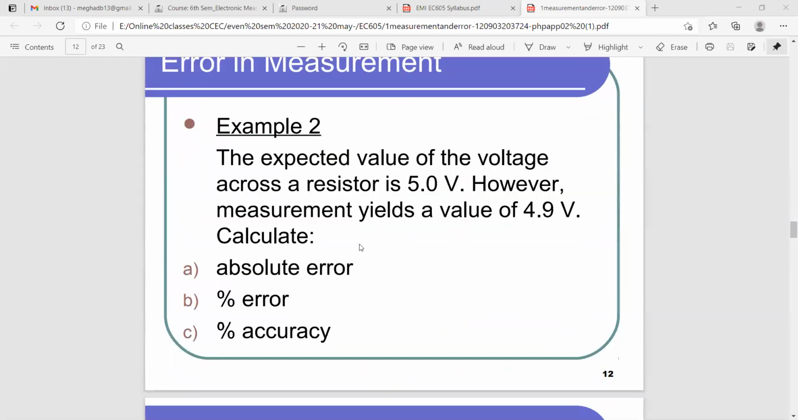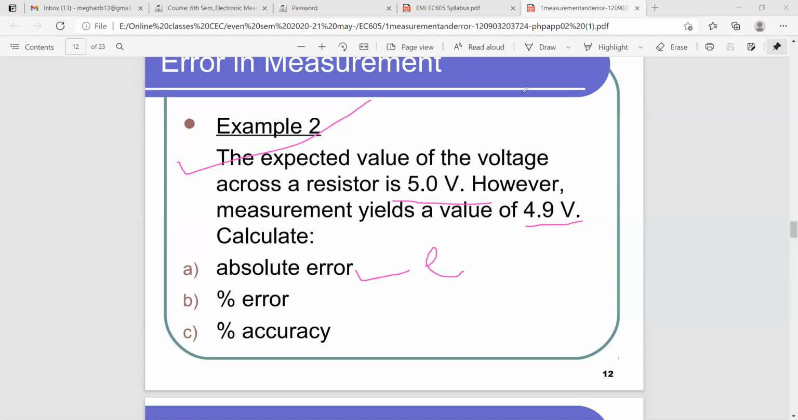Next, there is an example. The expected value of the voltage across a resistor is 5.0 volt. However, the measurement yields a value of 4.9 volt. That is what I wanted to tell you: the measured value was 4.9, but the expected value is 5.0 volt. Then you have to calculate the absolute error, that is E, then the percentage error, and the percentage accuracy.